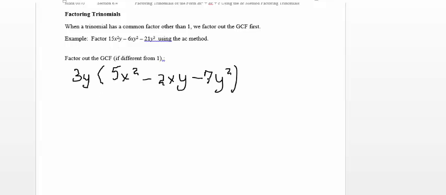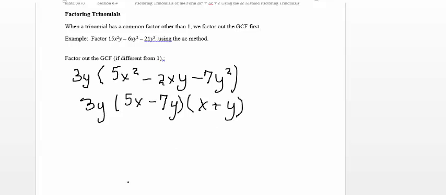And you recognize that the polynomial in the parenthesis is the one that we just factored. So we can write this as 5x minus 7y times x plus y. And since we had already factored 5x squared minus 2xy minus 7y squared, we went through that process and we just copy our results from the previous problem here.